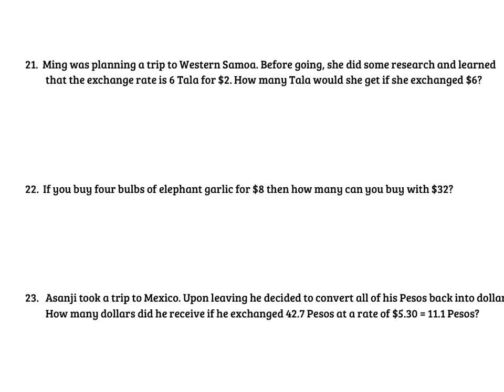Okay, so it says Ming is planning a trip. Before doing that, though, she did some research, and she learned that the exchange rate is 6 tala for $2. Okay, the things that are partners, they are going to be in one fraction. So in other words, we have 6 tala is equal to $2. So those are going to be their own fraction. And then I'm going to put my equal sign.